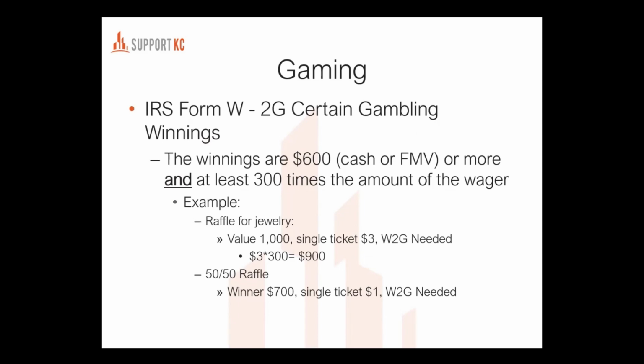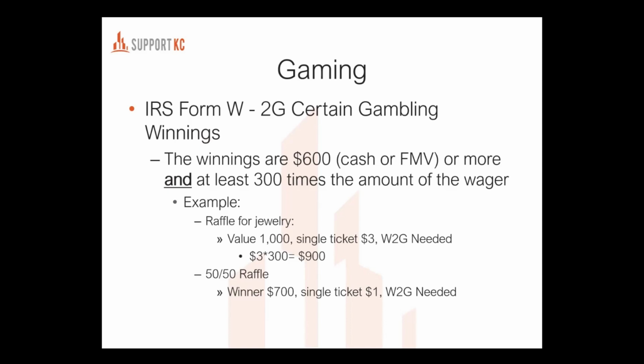So a W-2G will need to be issued if the winnings from the event, either in cash or the fair market value of whatever was won, are above $600 and 300 times the amount of the wager. So that means whatever the raffle ticket cost times 300, if that is less than the value, then a W-2G needs to be issued.